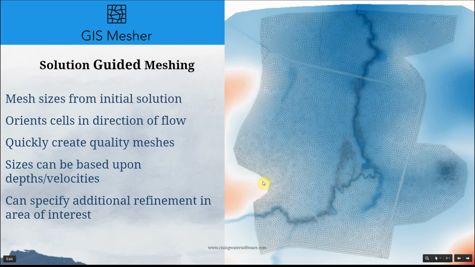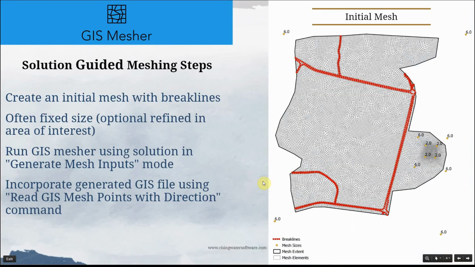On the right, we're seeing the test case that we're going to be looking at today. This is the quick and dirty mesh that I referred to. The setup for it looks like this on the right. We have most of the area covered by 6-meter constant cells, with a small area where we've refined it down to 2-meter cell sizes.